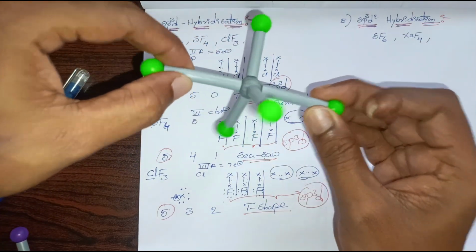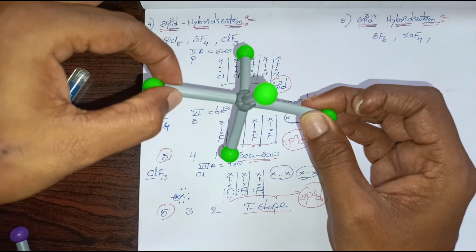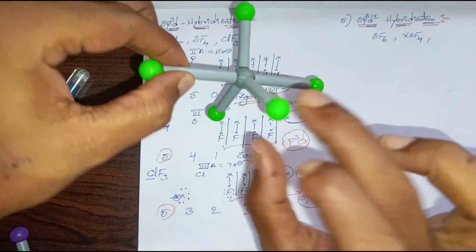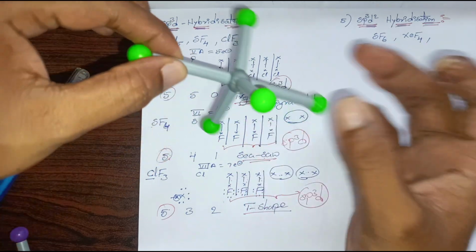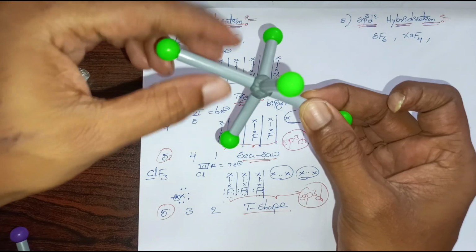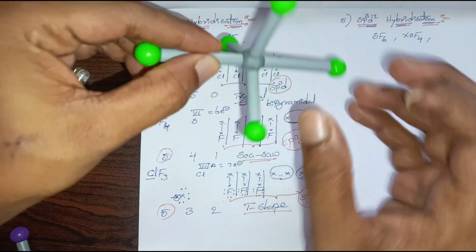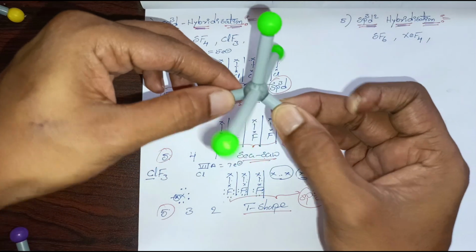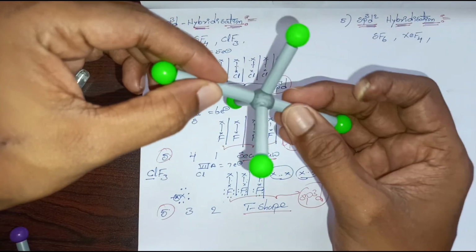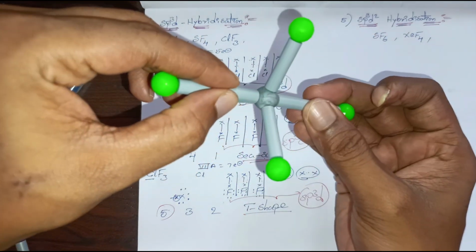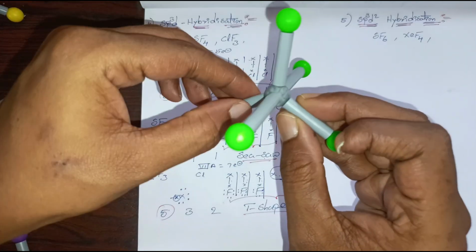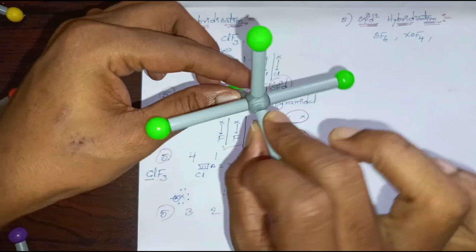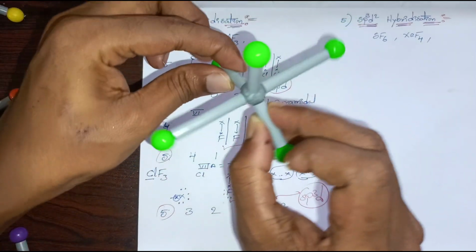In the PCl5 molecule, two types of bonds are present. These are the equatorial bonds and these are the axial bonds. These two bonds are axial bonds. The remaining three bonds are shorter bonds, and these are the longer bonds. Longer bonds are axial bonds and shorter bonds are equatorial bonds.